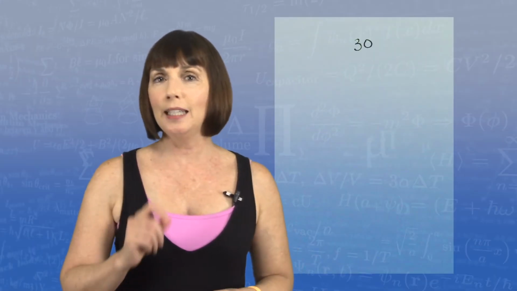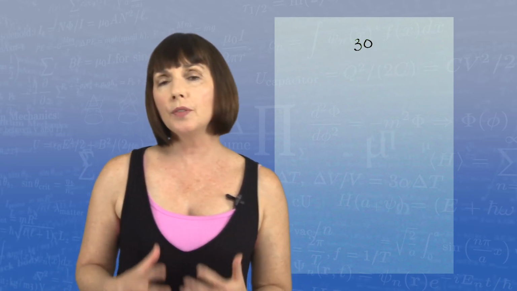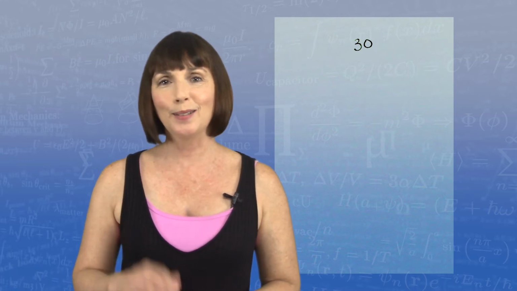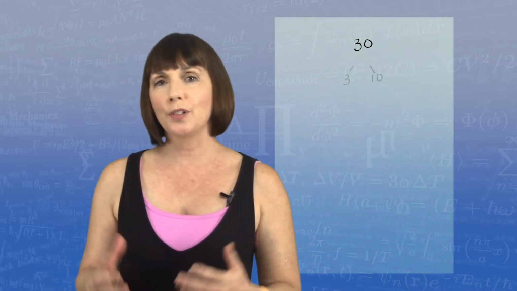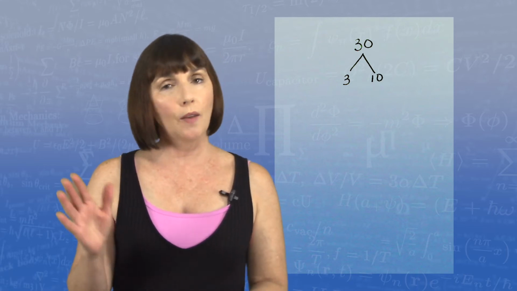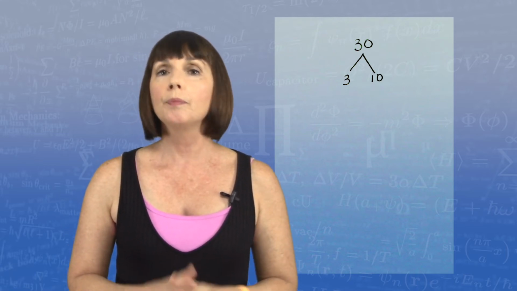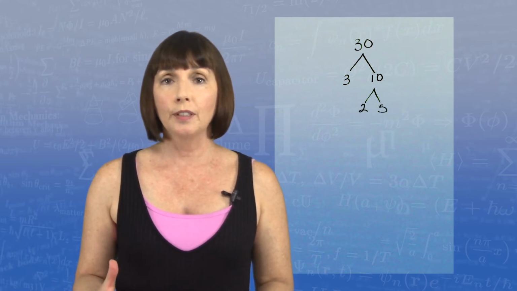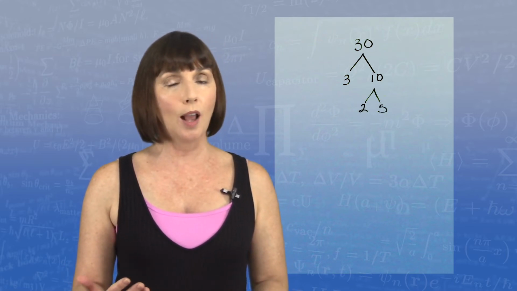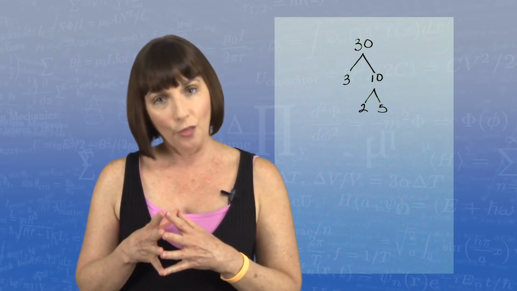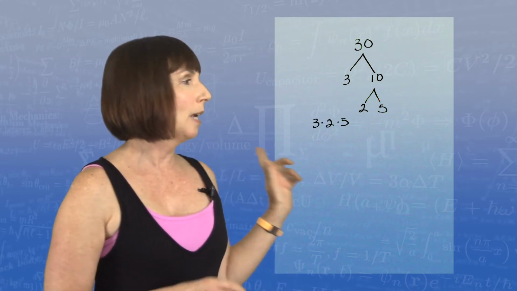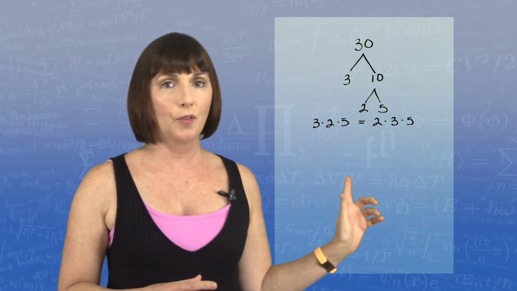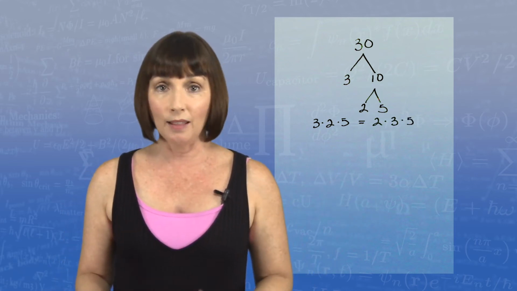Let's factor 30 again. But this time, instead of starting with 5 and 6, I'm going to start with 3 and 10. So here we go. 30 factors as 3 and 10. 3 is prime, so I'm finished with that branch of my tree. What about 10? 10 factors to be 2 and 5. Now again, 2 is prime and 5 is prime, so I'm done. So 30 again equals 3 times 2 times 5, and putting those in order from least to greatest, 2 times 3 times 5. That's exactly what we got last time.